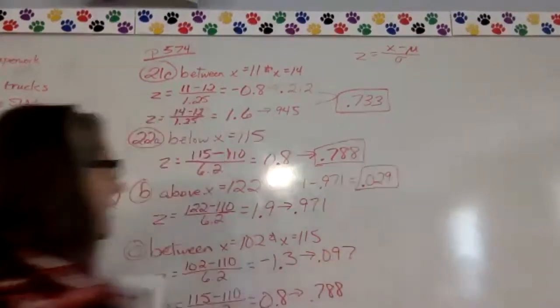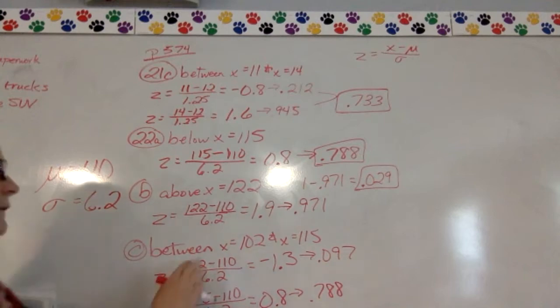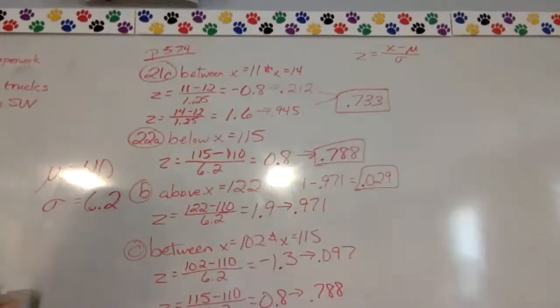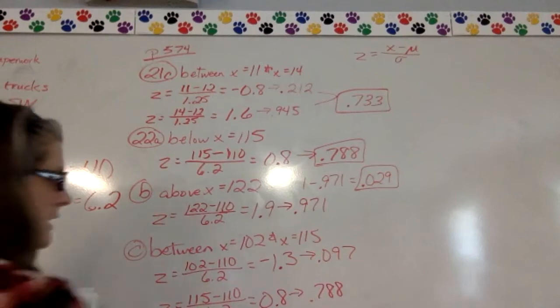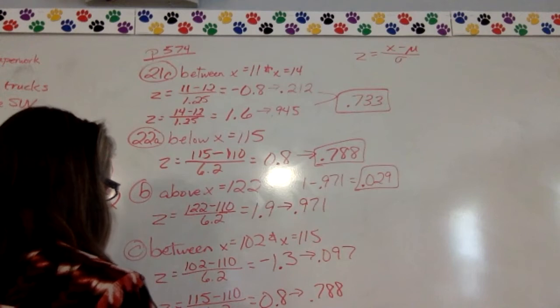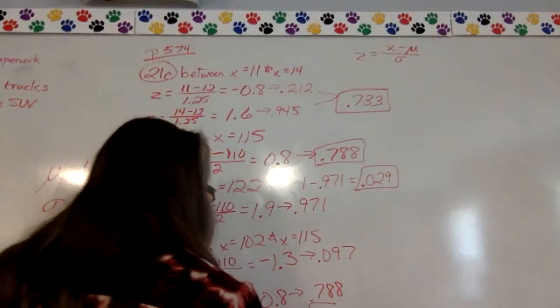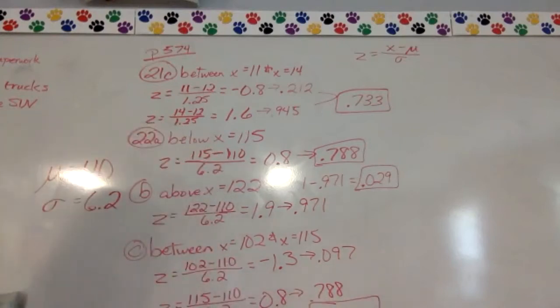Now, just like we did on part C on number 21, what do we do with those two numbers now? Right. Subtract them, because we're finding the difference between them. So we subtract them. When we subtract them, the largest number goes first. So the 0.788, so I take 0.788 minus 0.097, and you get your answer for the area between them.